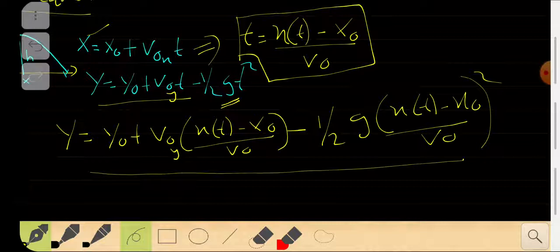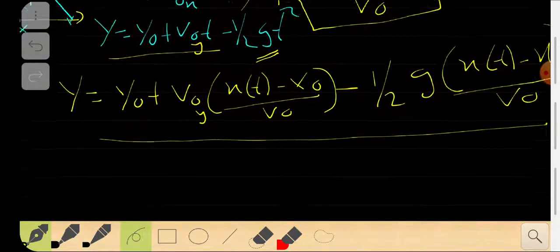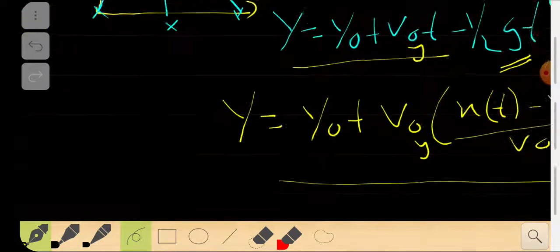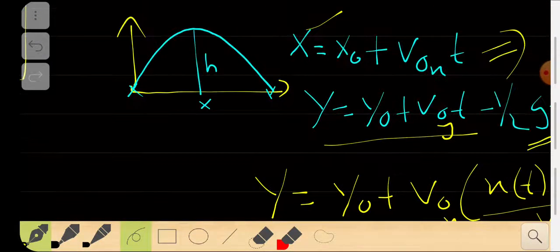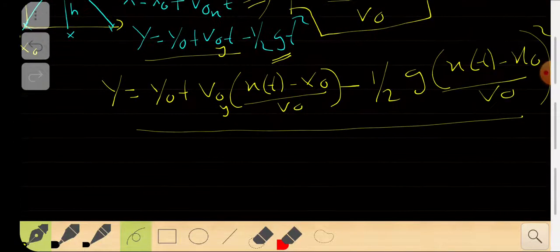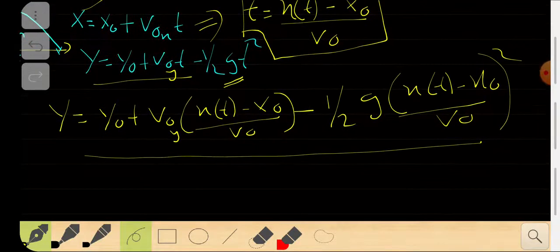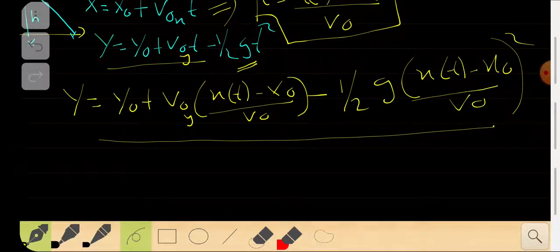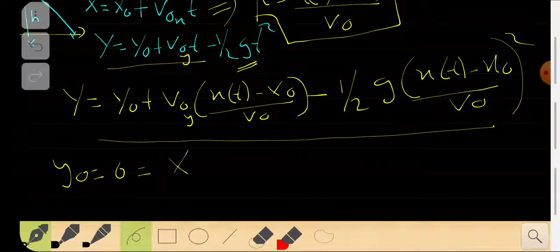Now what you can do is assume that when you are throwing the ball, the initial position y0 in the y-axis will be 0. So let y0 be 0, and x0 be 0 as well. If you assume that the initial starting point is the origin, then you can say that y0 is equal to 0 and x0 is also equal to 0.